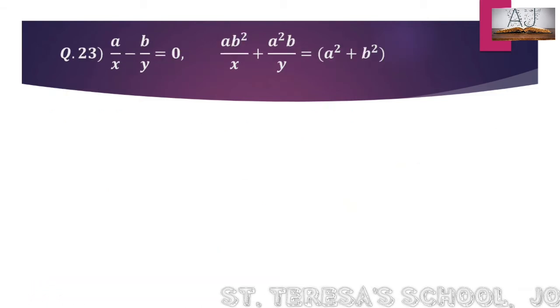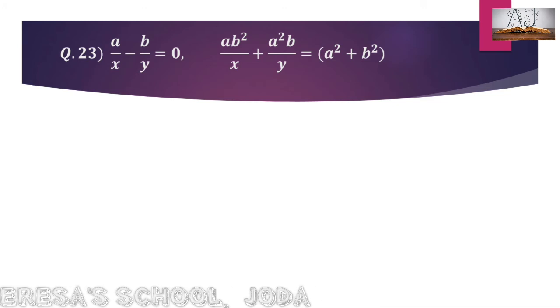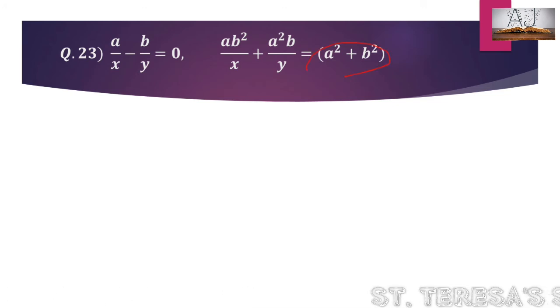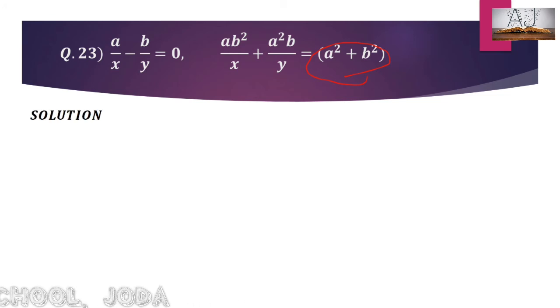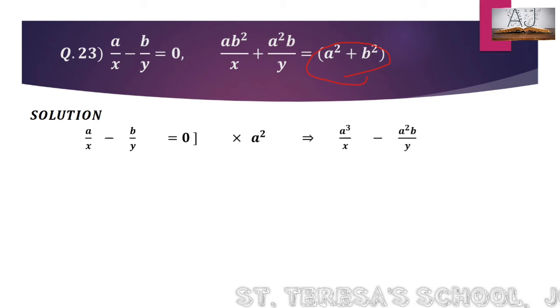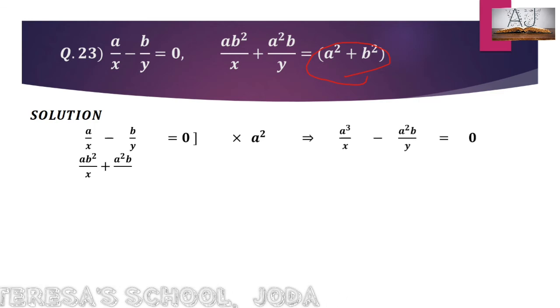Now let us see one more question which looks different. Here we have question number 23. 1 by x minus b by y is equal to 0. Here you can see we don't have numbers. We have some variables here. But we have to find the value of x and y. So we'll write the first equation in the same way, and below that the second equation.